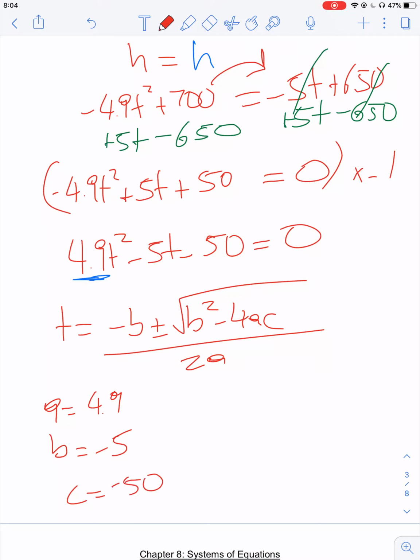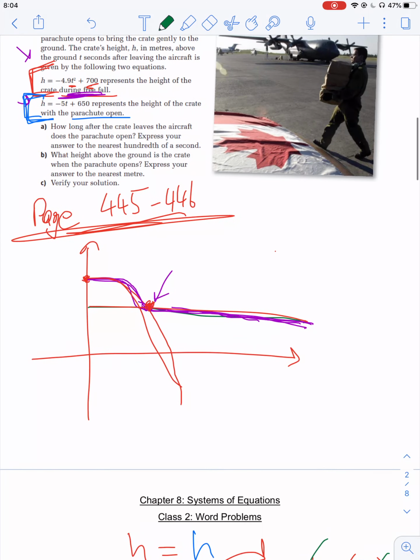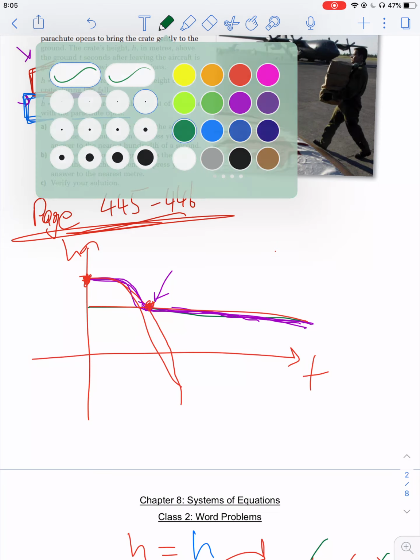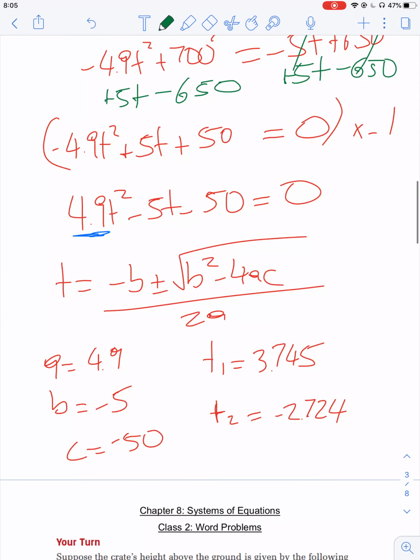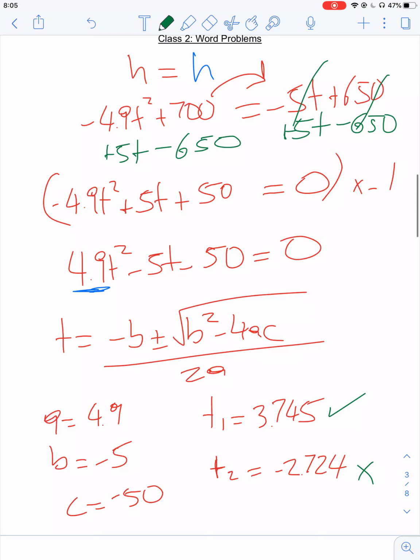Plug in your values, and when you do, t1 equals 3.745, and t2 equals minus 2.724. Now, because this is a word problem, you'll have to reject one of your solutions and accept the other one. This graph over here is a graph of t and h. It starts off over here, so it makes no sense for you to get a negative time. So you're going to have to reject this value and accept this one. And at this value, both your functions will have the same height.